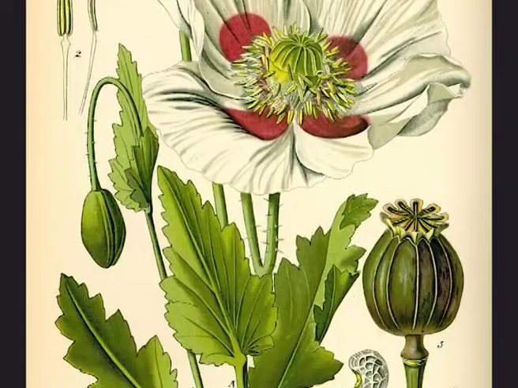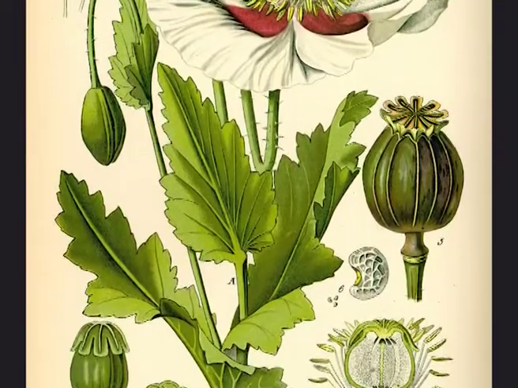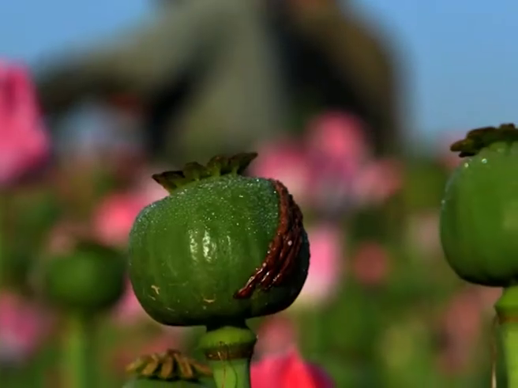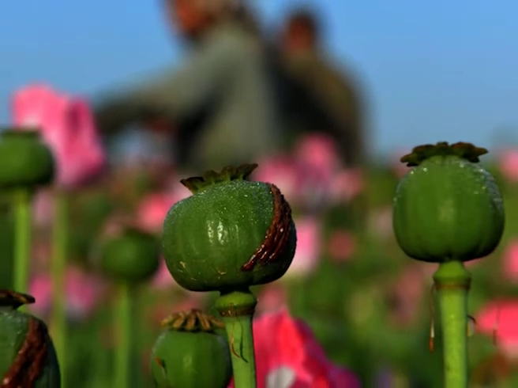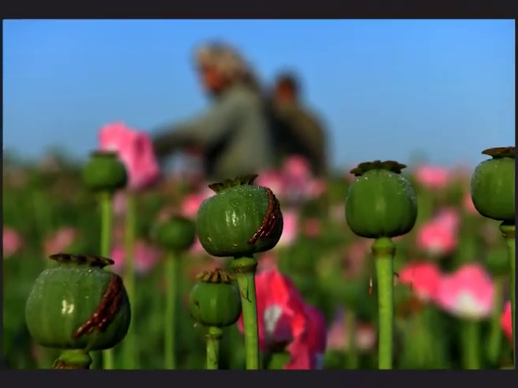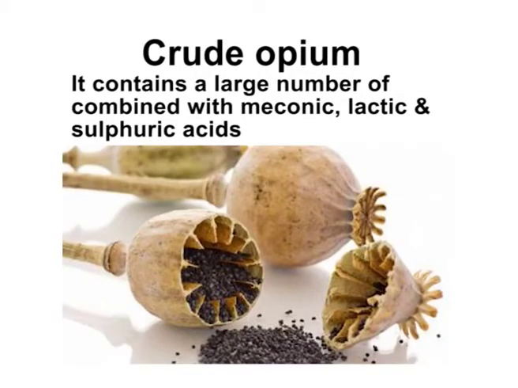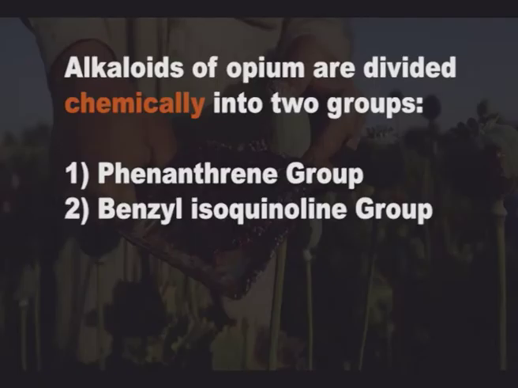Opium occurs in rounded, irregular form and flattened mass and has a strong characteristic odor and bitter taste. When fresh, it is very soft, flexible and internally moist, coarse, granular or smooth, and reddish brown on keeping. Crude opium contains a large number of alkaloids combined with meconic, lactic and sulfuric acid. The pharmacologically active alkaloids of opium are divided chemically into two groups, the phenanthrene group and the benzylisoquinoline group.